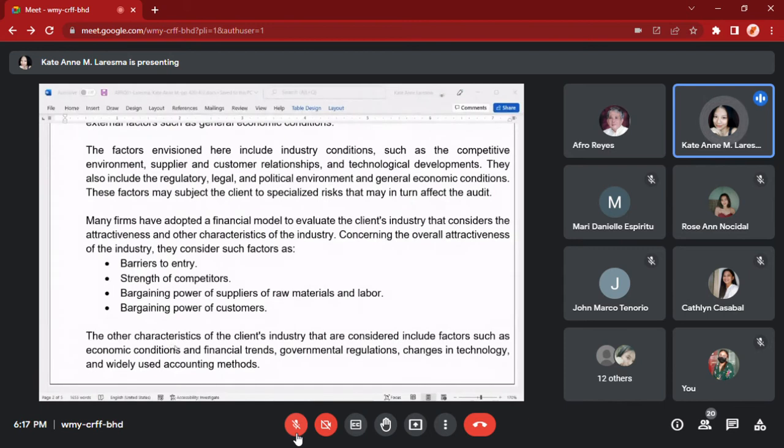The other characteristics of the client's industry that are considered include factors such as economic conditions and financial trends, governmental regulations, changes in technology, and widely used accounting methods. So, hindi lang naman po limited dito sa apat na to ang isinasaalang-alang ni auditor. May iba rin pong factors like yun nga po, trends and changes.